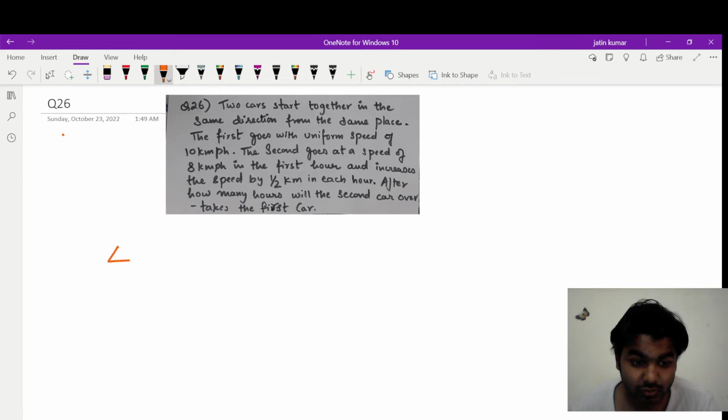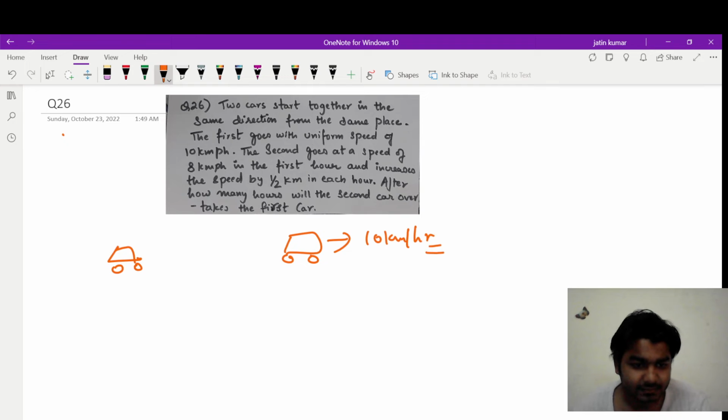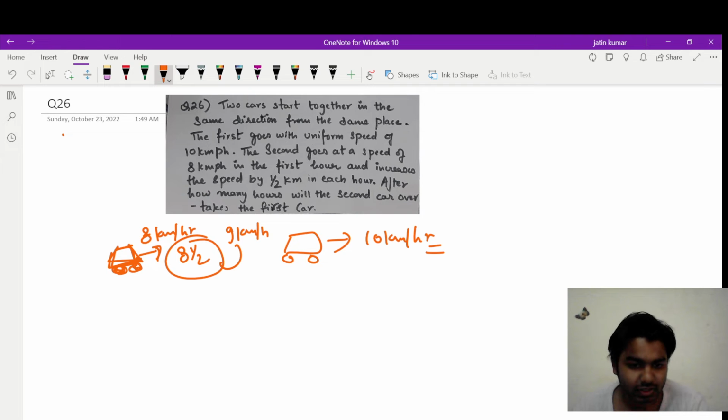Okay, now we are given two cars. This is our first car. This is our second car. Now this car is going with a speed of 10 km per hour and this car, the behind one, will go in the first hour with 8 km per hour and in the second hour it will increase its speed by 1 by 2 km per hour, so its speed will be 8 1 by 2 km per hour, and in the third hour it will turn out to be 9 km per hour, and in the fourth hour it will be 9 1 by 2 km per hour. Okay, so after how many hours will the second car overtake the first car?